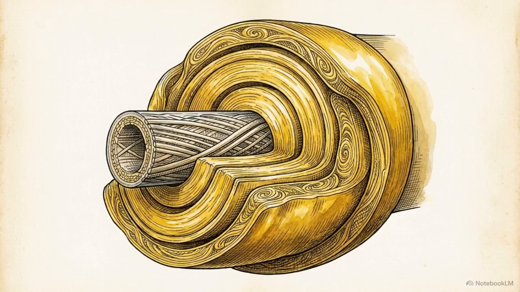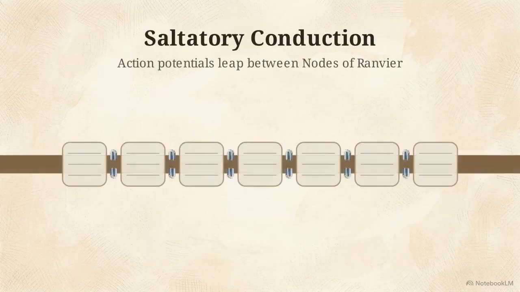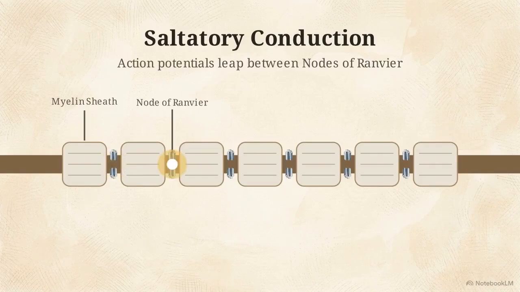To maximize the speed of this wave, mammals wrap their axons in myelin, a highly insulative fatty lipid sheath. This insulation is so tightly wrapped that ion exchange is completely blocked, except at small exposed gaps in the myelin called the nodes of Ranvier. This diagram illustrates saltatory conduction. Instead of a slow, continuous burn down the membrane, the electrical impulse rapidly leaps from node to node, massively increasing conduction velocity.